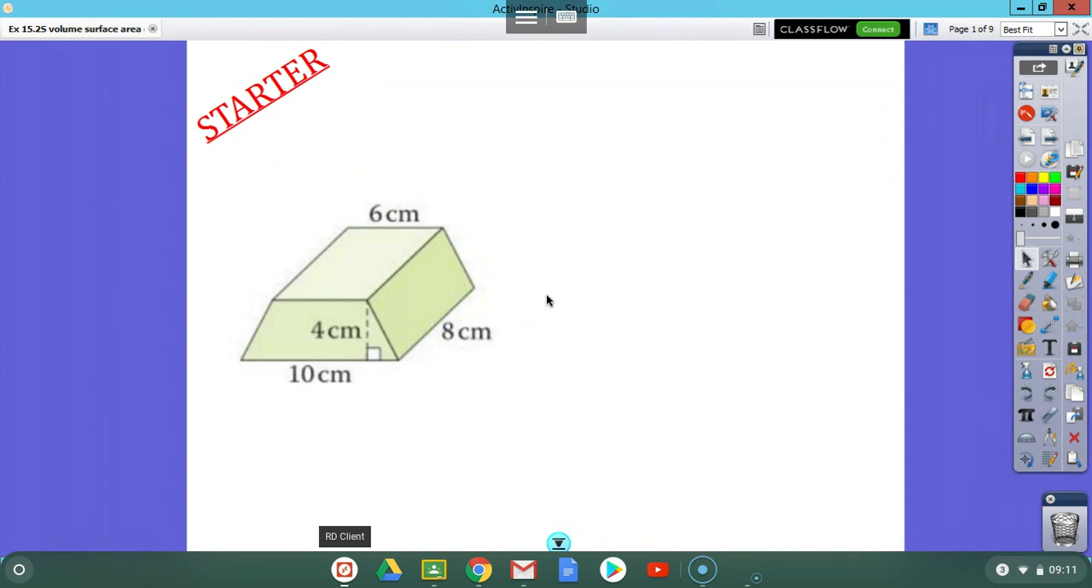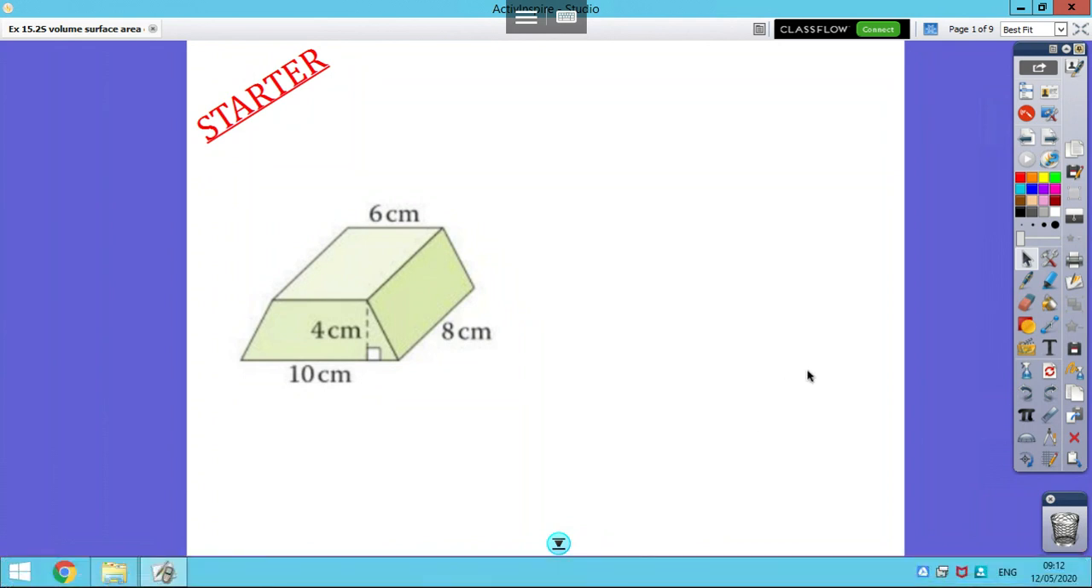So today we're going to continue with our 3D shapes, and we're going to start off with this one here. Last time we talked about shapes, we talked about volumes of prisms. Now again, this is a prism. You'll see the cross section of it is a trapezium. For your starter today, I'd like you to try and find the volume of that prism.